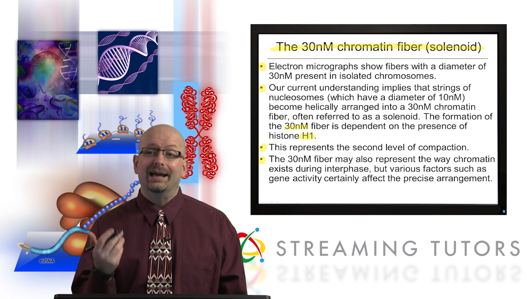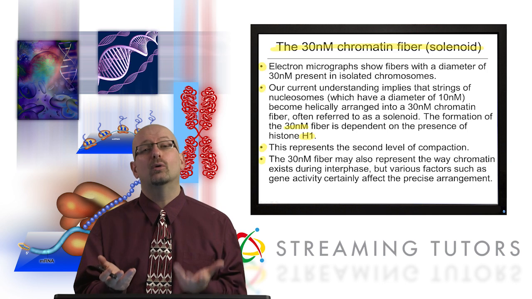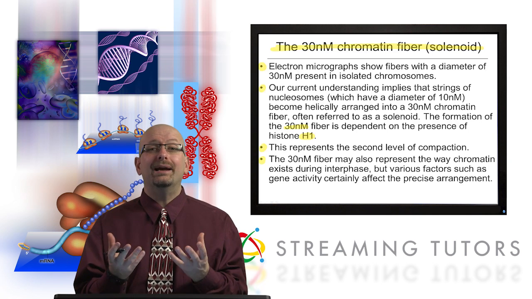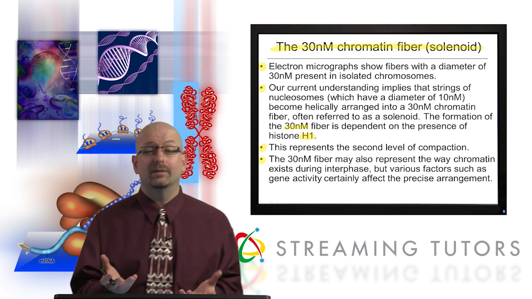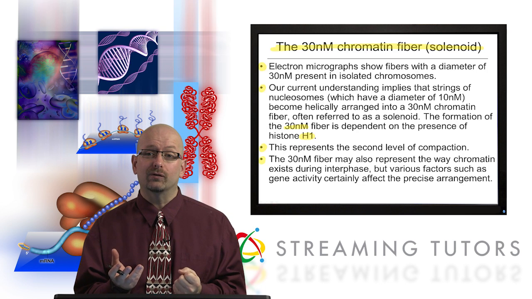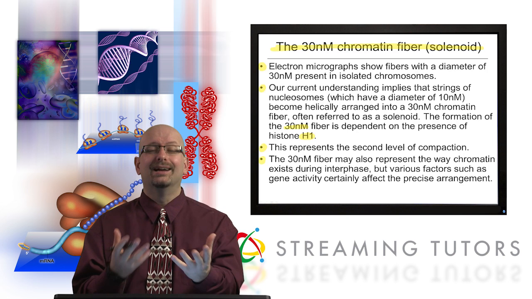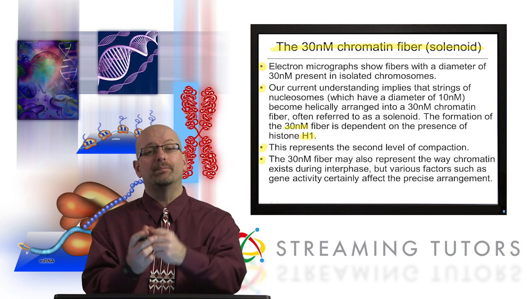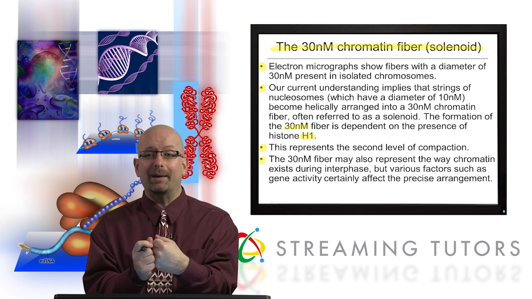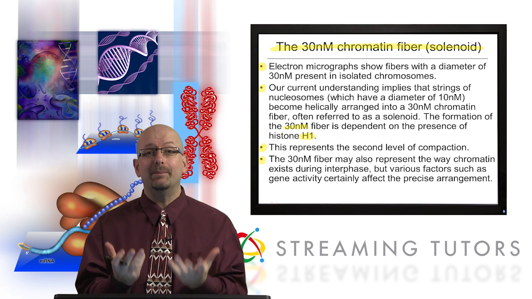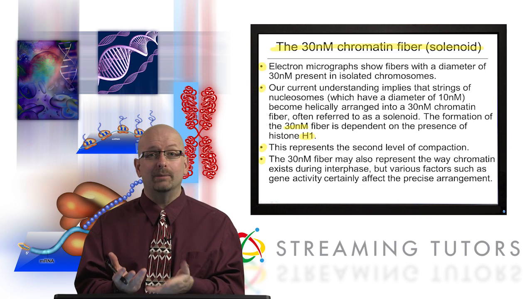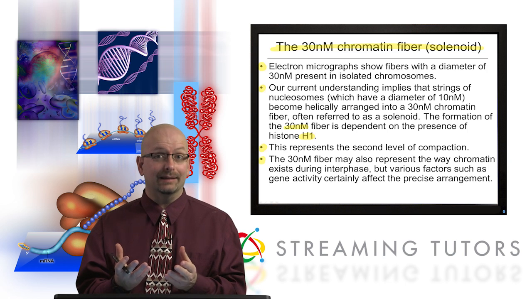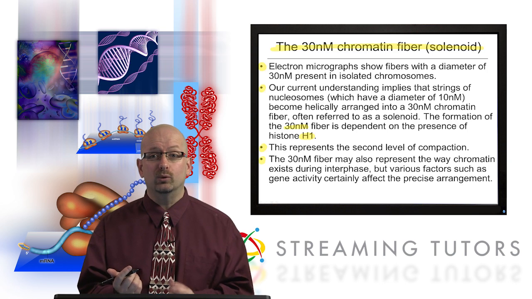And the 30 nanometer fiber, this is where we don't really know. It may also represent the way chromatin exists during interphase, but there may not just be one way, and probably there isn't, that the chromosome exists during interphase as chromatin, because when genes are very active, they probably have to be more available. When they're not so active, they can be a little bit more compacted. So the precise arrangement may be a combination of 10 nanometer, 30 nanometer, maybe even some areas that are less compacted and unwound off of the spool.